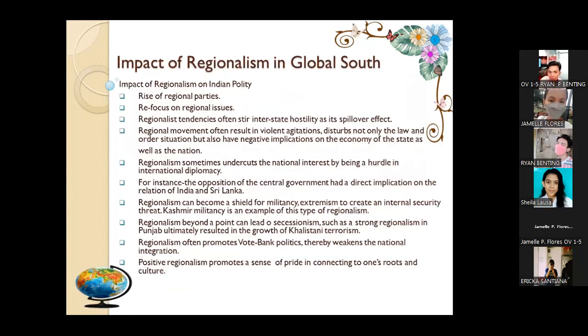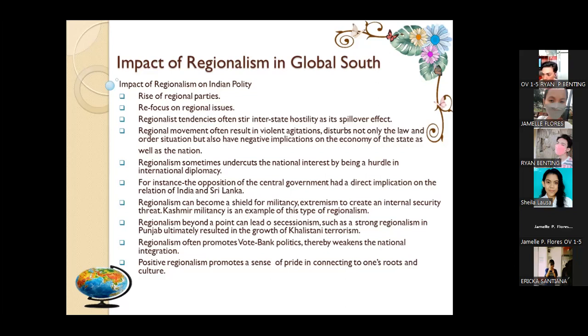Next is impact of regionalism in Global South. For example, the reasons behind growth of regionalism in India. So what are these reasons? First is historical and geographical isolation. Next, lopsided development. Next, continuous neglect of a region. Insider-outsider complex that nurtures nativism and son of the soil ideology.